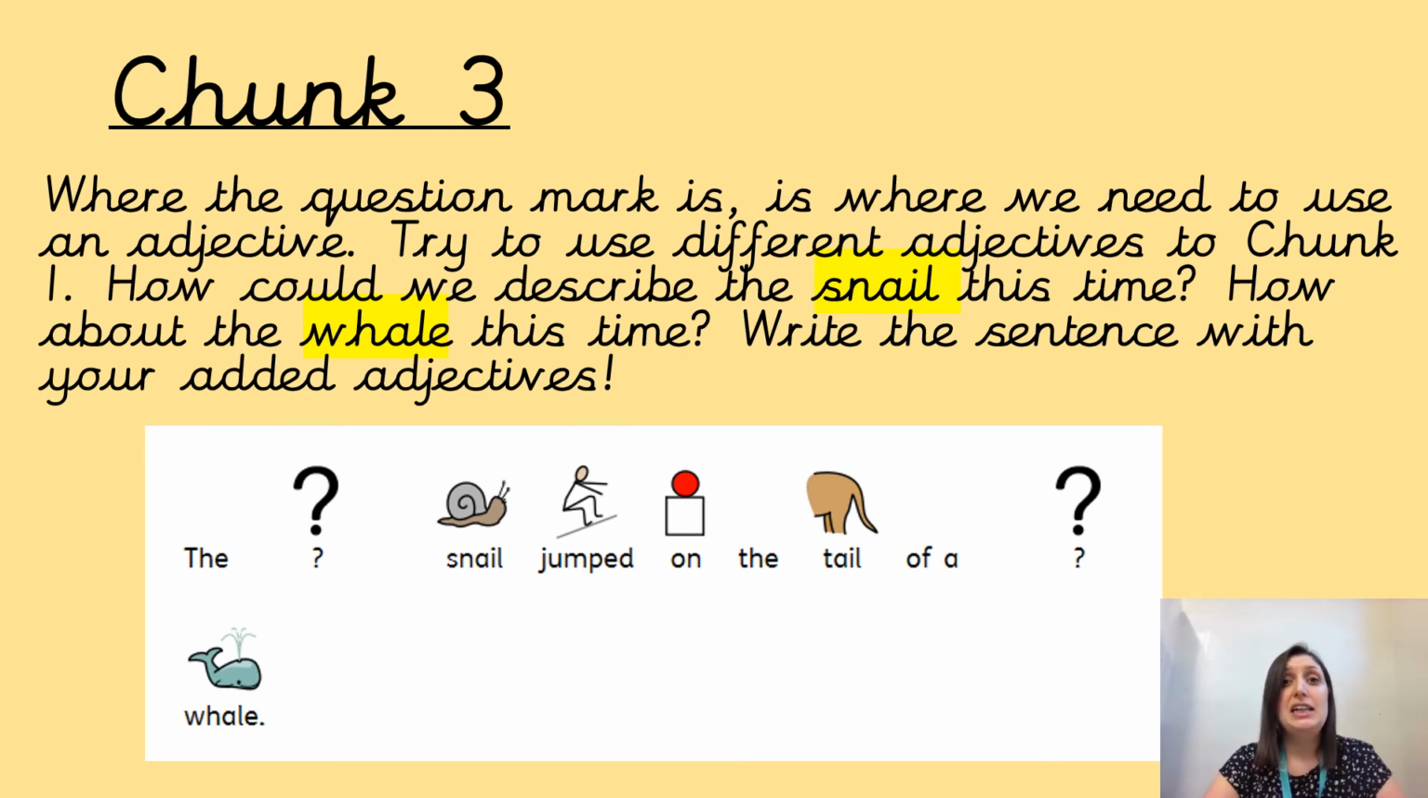If you want to really challenge yourself, you could add a word after jumped as well. So for example, you could say the stripy snail jumped excitedly on the tail of a giant whale. So I added the word excitedly after jumped because that is how the snail jumped onto the whale. Okay, he jumped excitedly, ready to go onto the adventure.